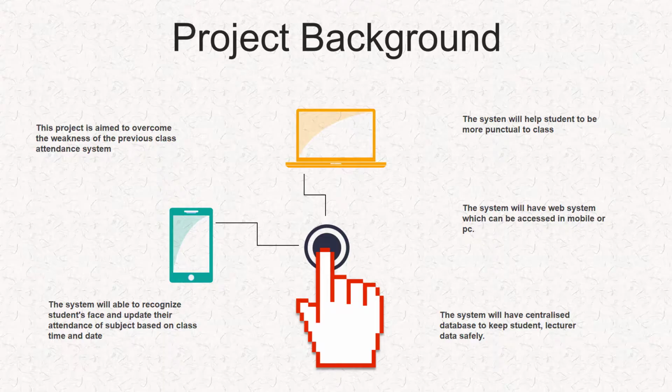We usually use an attendance list or a QR code for the attendance system in our university. This system is commonly exploited by students, so it's not a good attendance system. Facial recognition is commonly used in places like China, for example in facial recognition payment services. Our project is meant to overcome the weaknesses of the old attendance system. This system will recognize a student's face and update their attendance, based on the class time and date. The system also has a web system which can be accessed on mobile or PC.